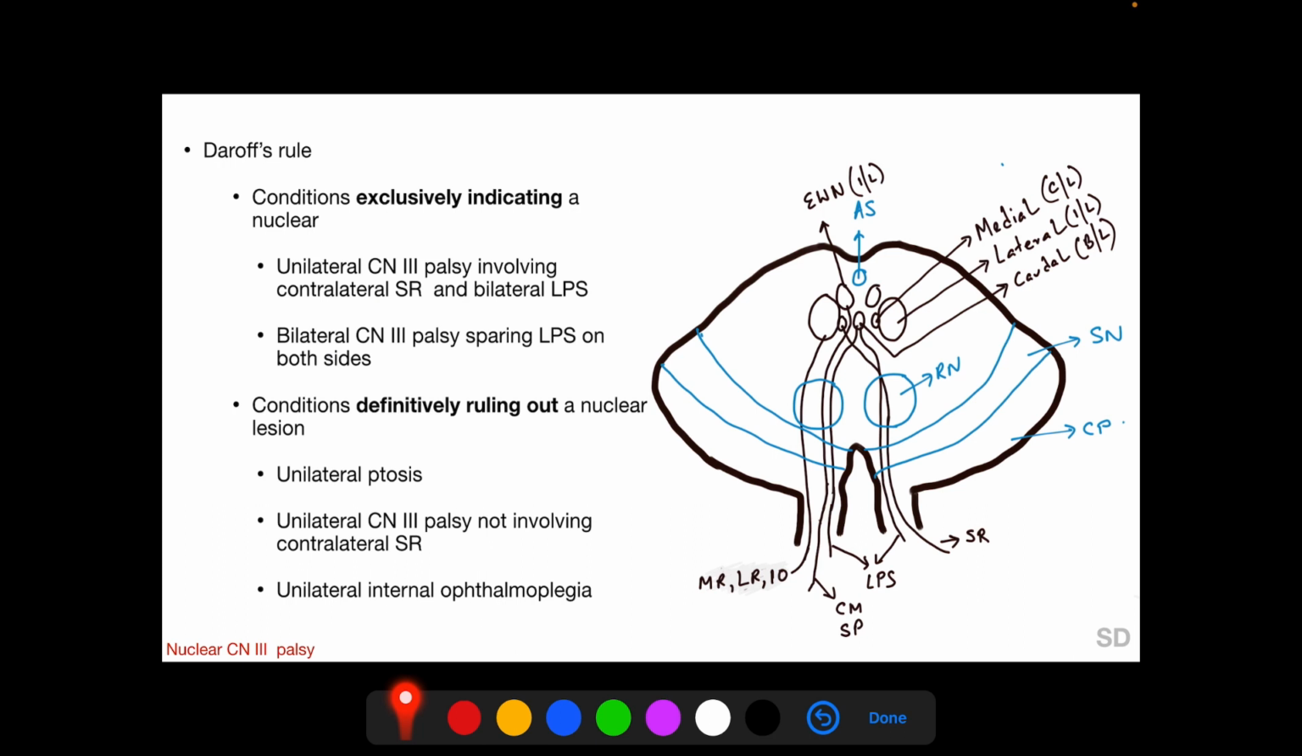So if we have any of these three conditions, then we can definitely rule out a nuclear lesion, and if we have any of these two conditions, we can definitively say that the lesion has occurred in the nucleus of the third cranial nerve. There are also other combinations of presentations in a third cranial nerve palsy, and they cannot either rule out or indicate a nuclear lesion of the third cranial nerve.